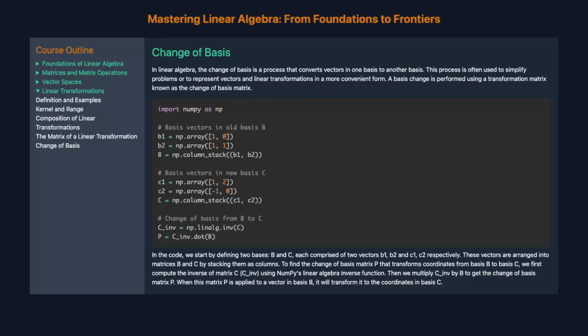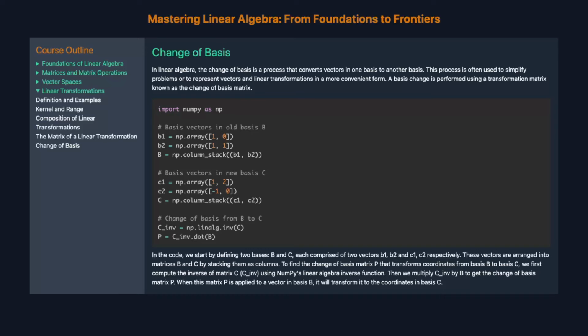In the code, we start by defining two bases, B and C, each comprised of two vectors, b1, b2, and c1, c2 respectively. These vectors are arranged into matrices B and C by stacking them as columns. To find the change of basis matrix P that transforms coordinates from basis B to basis C, we first compute the inverse of matrix C, C inverse, using NumPy's linear algebra inverse function. Then we multiply C inverse by B to get the change of basis matrix P. When this matrix P is applied to a vector in basis B, it will transform it to the coordinates in basis C.